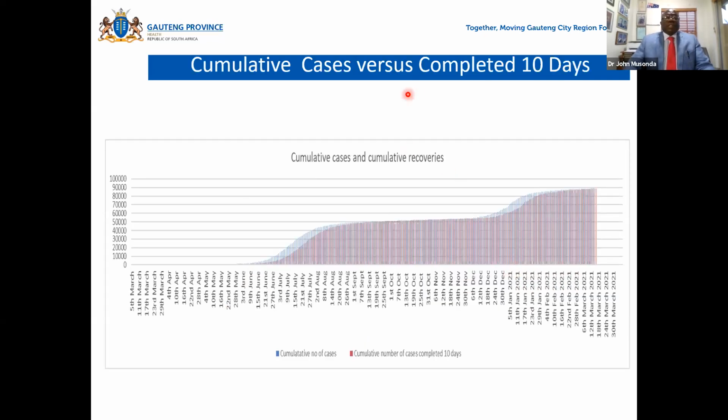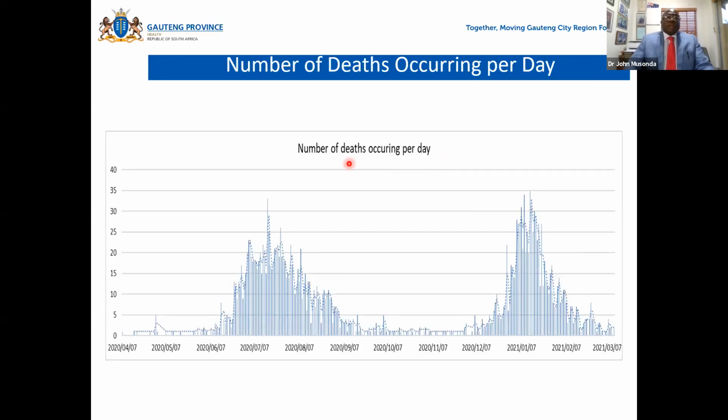In terms of cumulative cases versus completed 10 days, again, here you see that the recoveries have improved a lot. The number of deaths occurring per day, you can also see that we are somewhere here, they have dropped to less than 5.